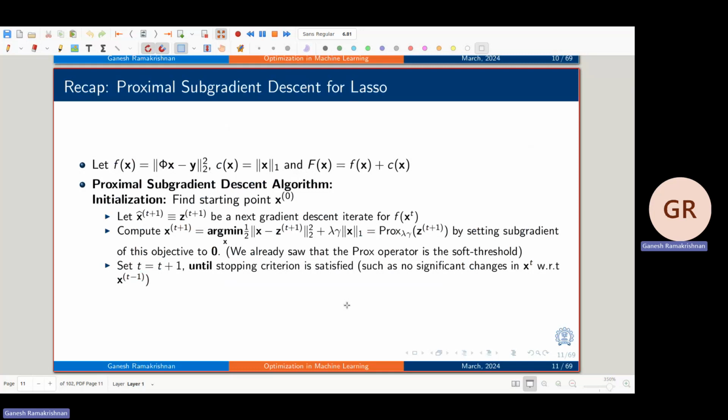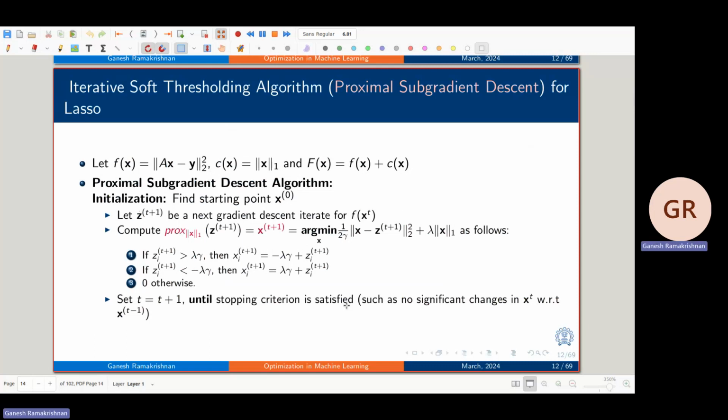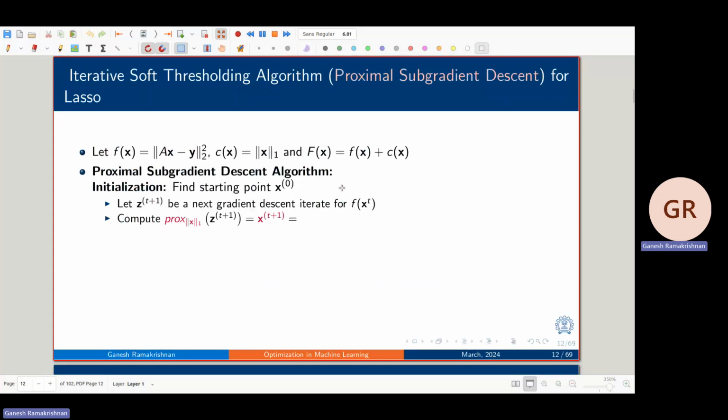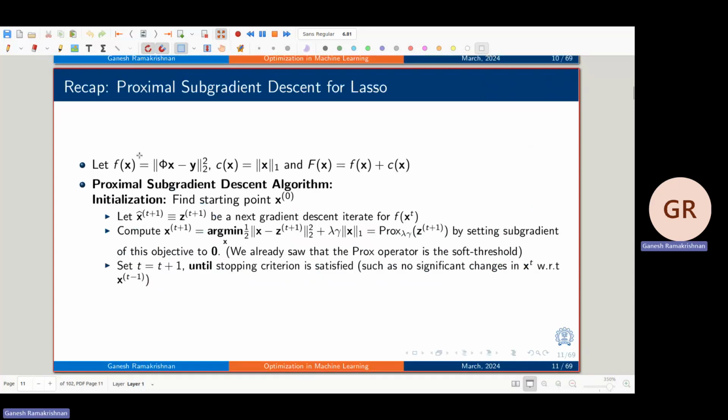This is just recapping the proximal subgradient descent algorithm for lasso, right? So far, all this was fine as long as I was just solving this objective function. But now I want to plug this into a larger scheme. What is the larger scheme? Fx is the norm of phi x minus y squared, that's my objective, plus Cx, which is the one norm of x. Now I need to solve this. This has to be done iteratively. This cannot be done with one step of soft thresholding. So we'll have to do this iteratively.